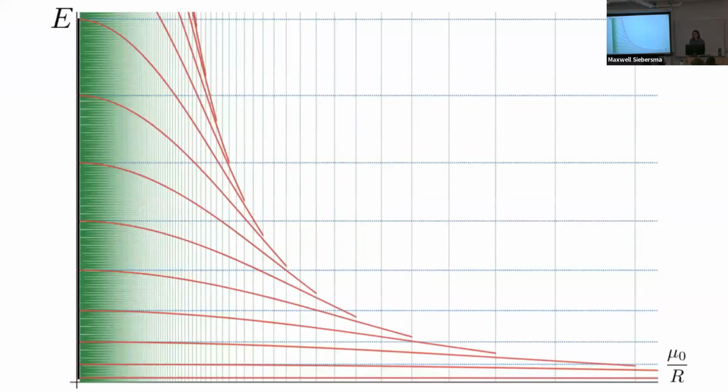And this is a graph that shows how that continuum limit comes about. So these red lines are the polymer energy levels, and the blue lines are the Schrodinger energy levels. And so as we take the limit as mu naught over r goes to zero, you see the polymer energy levels gradually get closer and closer to what we expect from Schrodinger quantum mechanics.